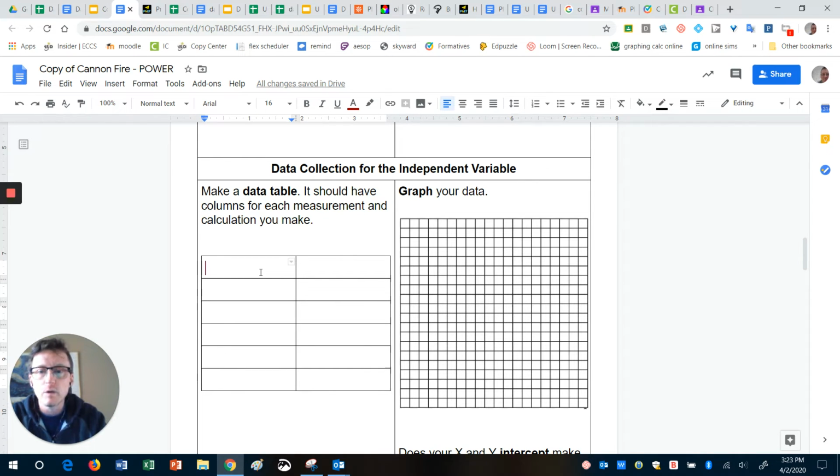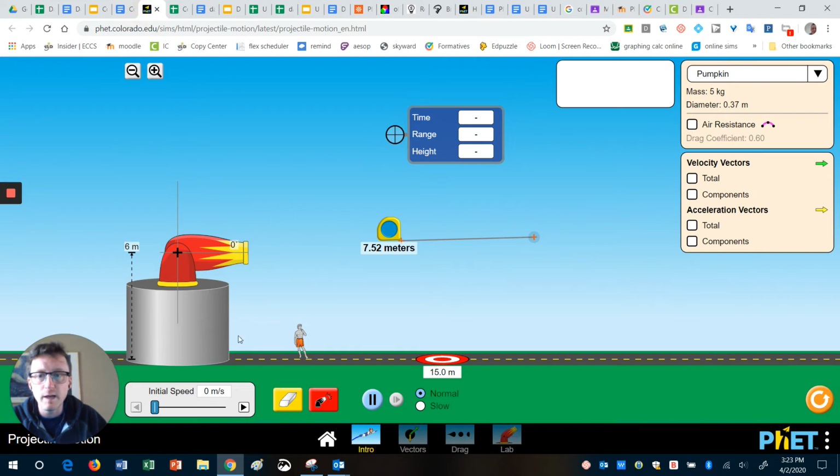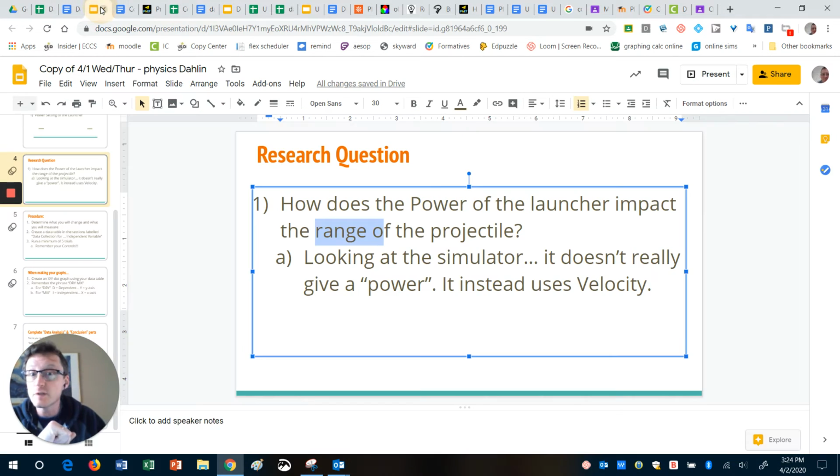Okay, so independent is again the velocity, and then the dependent usually goes in the second column. So in this case, it's going to be the range. And then make sure you record what are the units that you have in there. Okay, and then I know that my velocity can go from 0 all the way up to 30. Now, we only need 5. Okay, doesn't matter which 5.